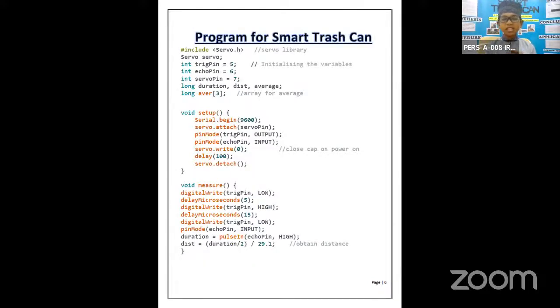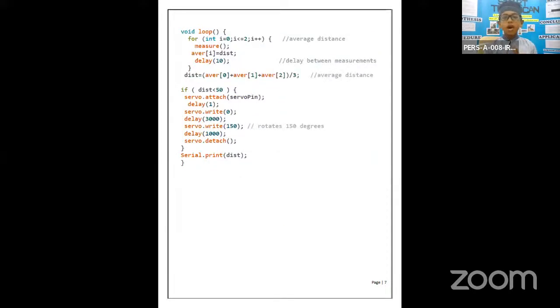So here I have initialized the variables. I have also included a function for setting up the program, and a function for measuring the distance of the object. I used a formula called pulseIn to calculate the duration and distance. Using the loop function, I calculated the average distance.